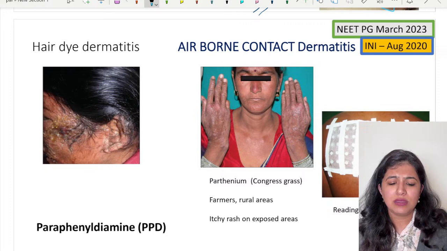Then we come to some important types of eczemas. We have hair dye dermatitis, which is caused by paraphenylenediamine.